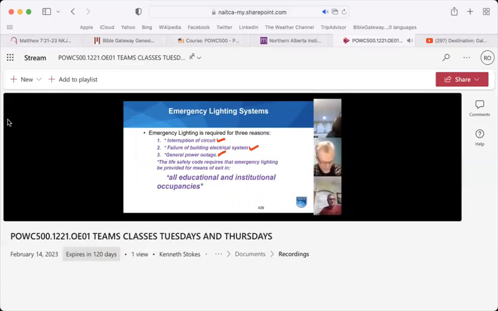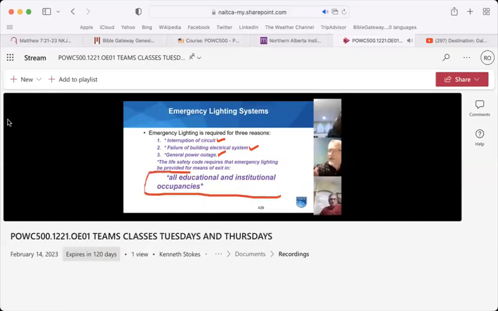Should be a page number here. This is near the end of the chapter. Scared myself when I opened that configuration. Emergency lighting, where is that? 14.11.